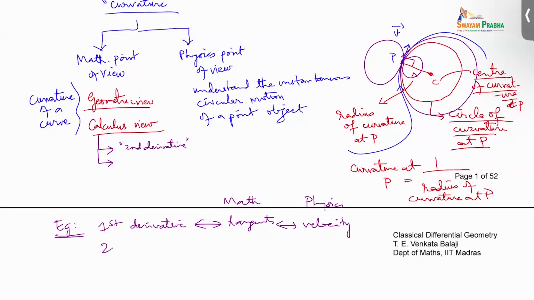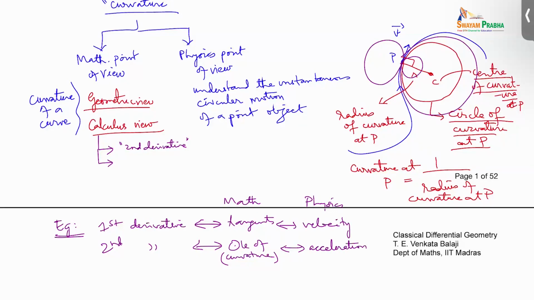And of course, just to write this completely, the second derivative in the math part is going to be given by the circle of curvature, etc. I'm writing circle of curvature instead of curvature because I want a geometric object, not a property. Okay, so circle of curvature, and here in the physics part, guess what it is? It's going to be acceleration.